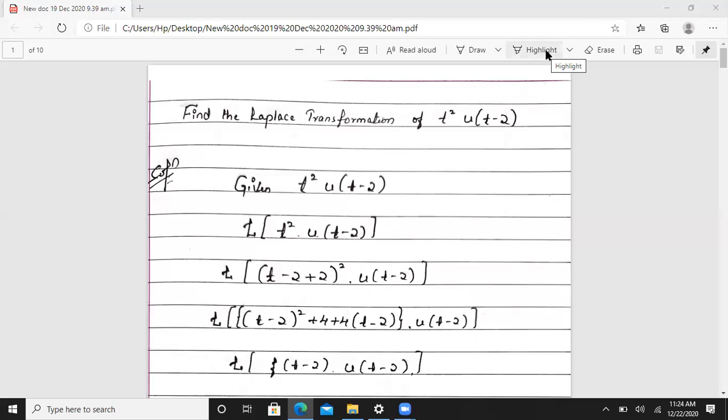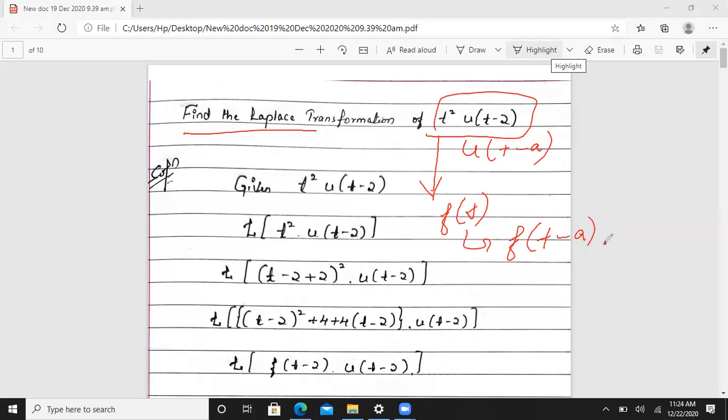Now we will see one example related to this property. Find the Laplace transformation of t square into u of t minus 2. This function is of the form u of t minus a, and we want to convert the other factor, f of t, into f of t minus a. Here the value of a is 2, which means we have to take f of t minus a also as t minus 2. Only then can we use the second shifting property formula.